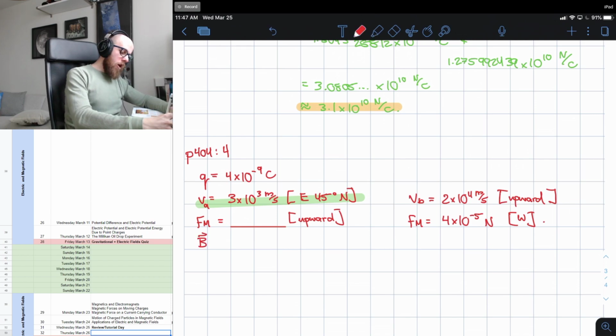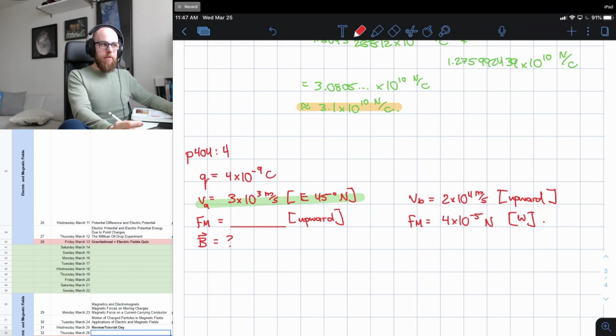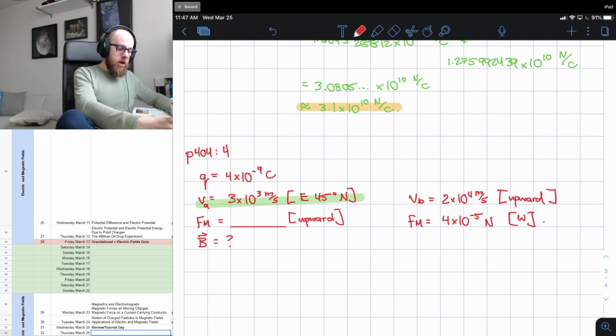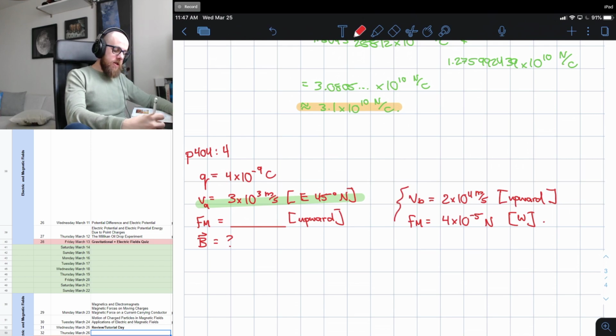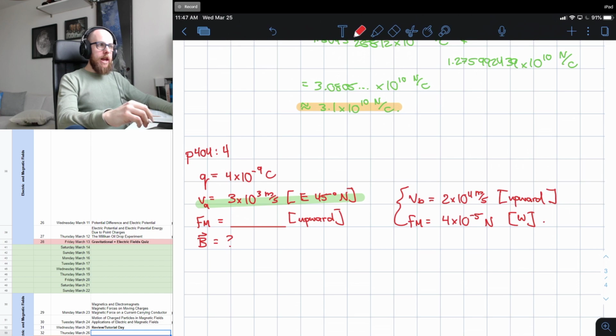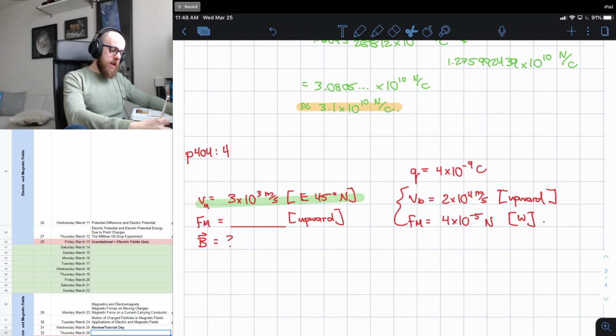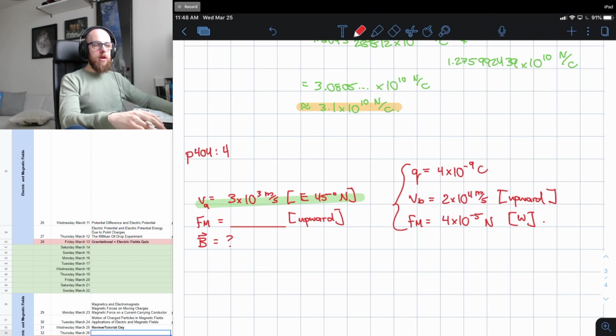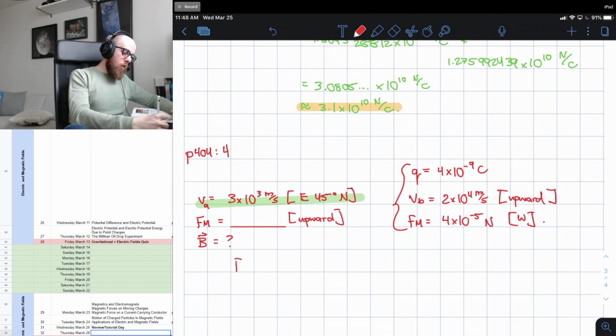So here we're looking for our magnetic field, right? We don't know what it is. We need both the magnitude and direction of it. So let's start with this set of givens: VB and FM, and I also know what the charge is, 4 times 10 to the negative 9 coulombs. So let's use this to figure out the magnitude of the magnetic field. So step 1, calculate the magnetic field strength.